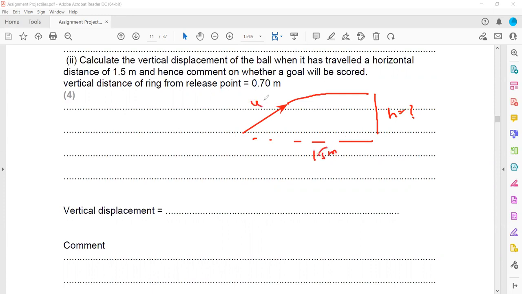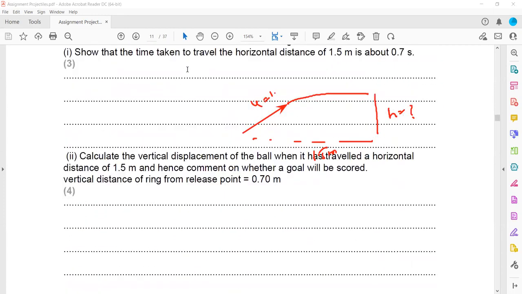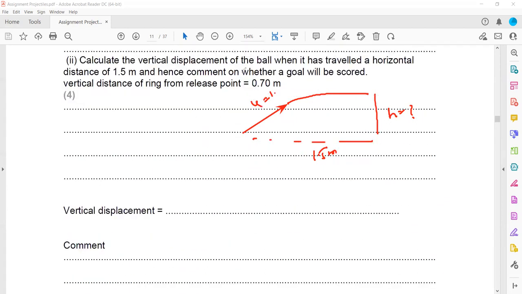So it travels 1.5, we have u, which is 4.5, and the angle it is making is 60 degrees. But this h is not the maximum height, so we cannot take the final vertical velocity as 0. Why can we not? Because h is not the maximum height. Maybe it continued to rise, maybe it's just coming down. We are not sure. That's why we just need the height of this projectile when it covered 1.5 meters horizontally. When it covered 1.5 meters horizontally, it took about 0.67 seconds, or I can say 0.7 seconds.